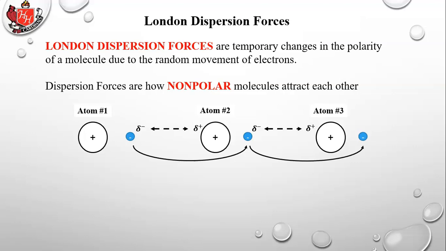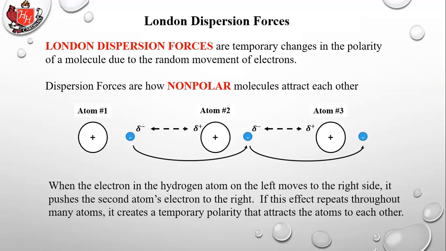So this is how nonpolar molecules take on a temporary polarity. It's not a permanent polarity the way a water molecule is, where the electrons are always over on the oxygen side, but it's a temporary polarity. If you have enough atoms doing this, however, it can form a fairly strong bond, and we'll show that in just a second. So when the electron in the hydrogen atom on the left moves to the right side, it pushes the second atom's electron to the right. If this effect repeats throughout many atoms, it creates a temporary polarity that attracts the atoms to each other, and also makes one side of that molecule negative and the other side positive.